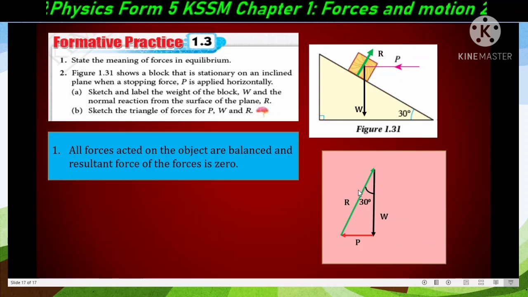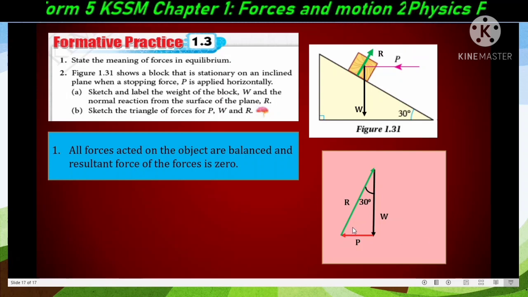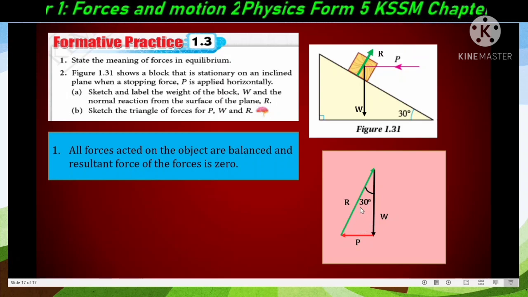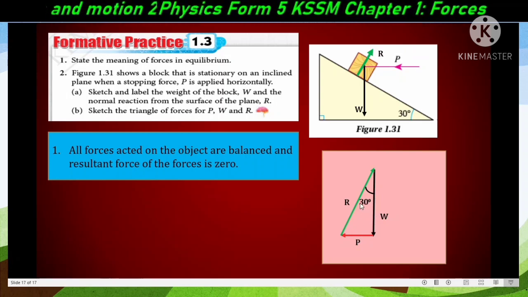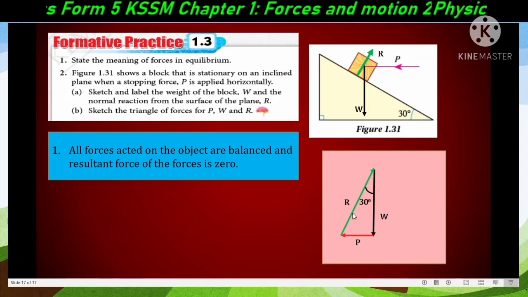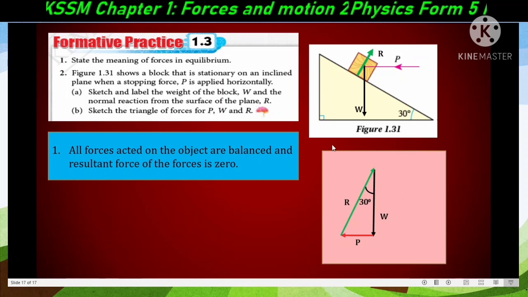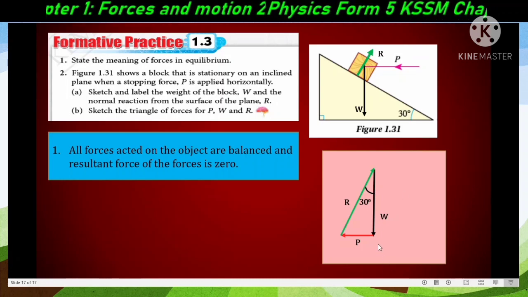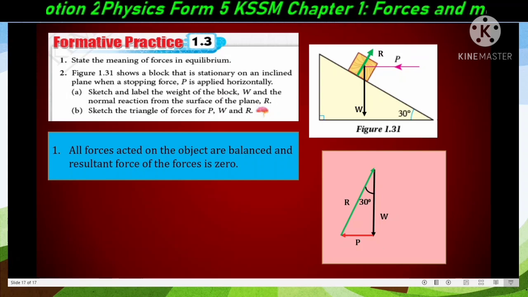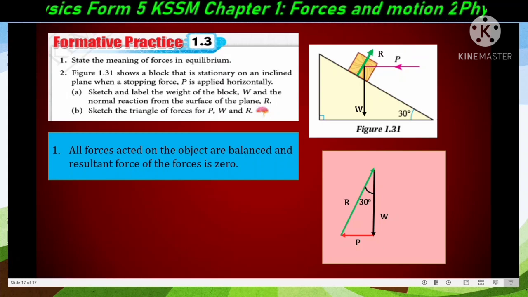Always remember, for forces in equilibrium, you need to arrange the forces so that they form a closed triangle. The forces look like they are moving in the same direction, or moving in a circle. So this is a closed triangle of forces, meaning the forces are balanced, or the resultant force equals 0.